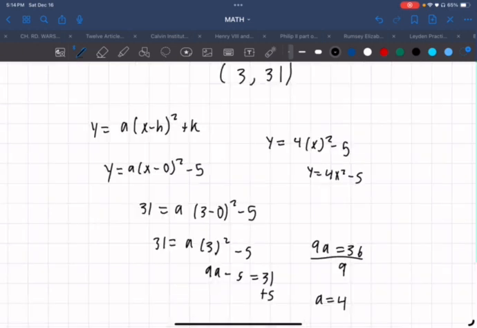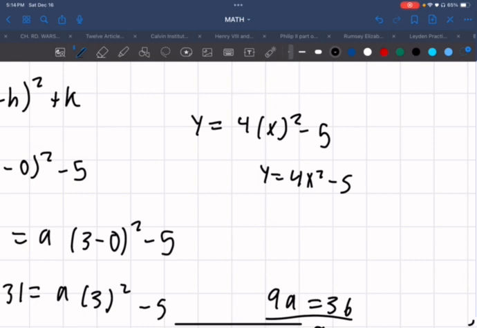So this should be the answer. Now we have the coefficient. That should be the answer, because we put it in vertex form and we put in the points to test. Yes, that's correct. That's the answer.